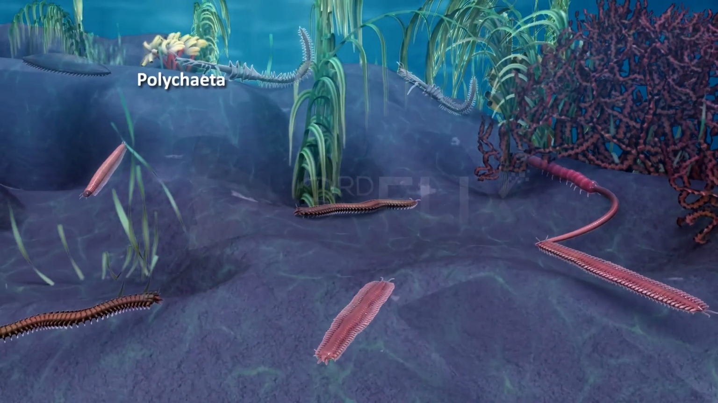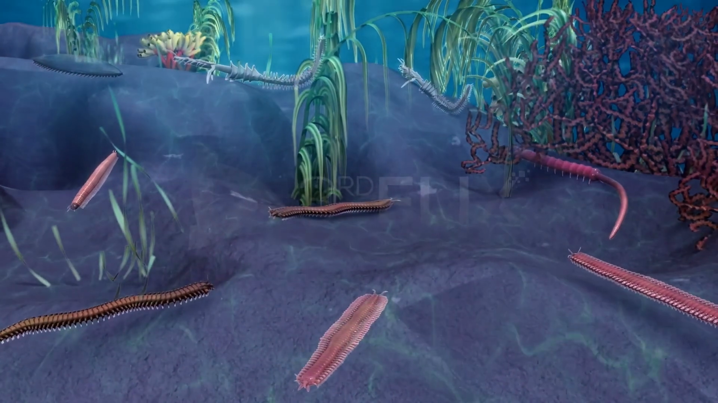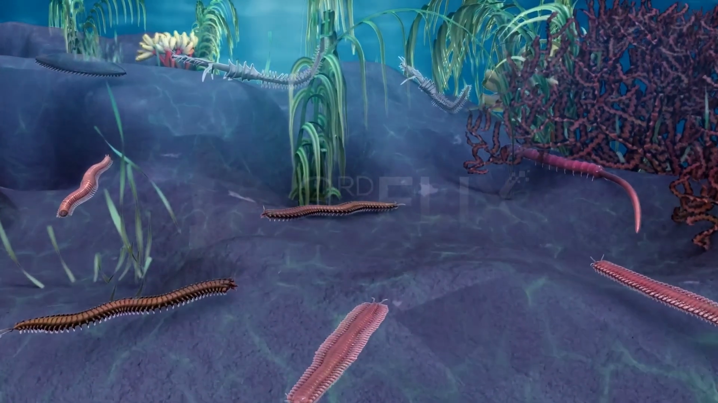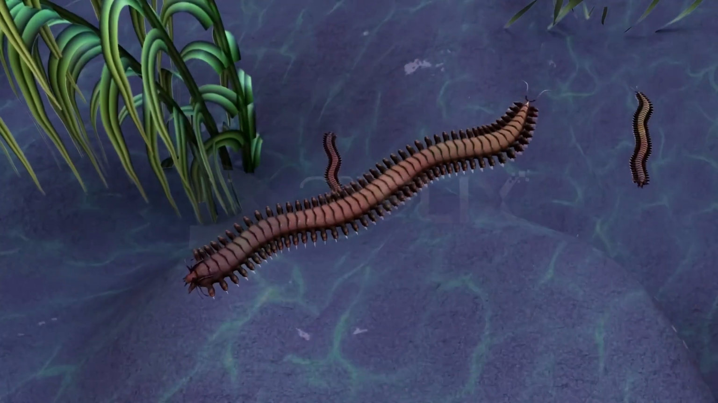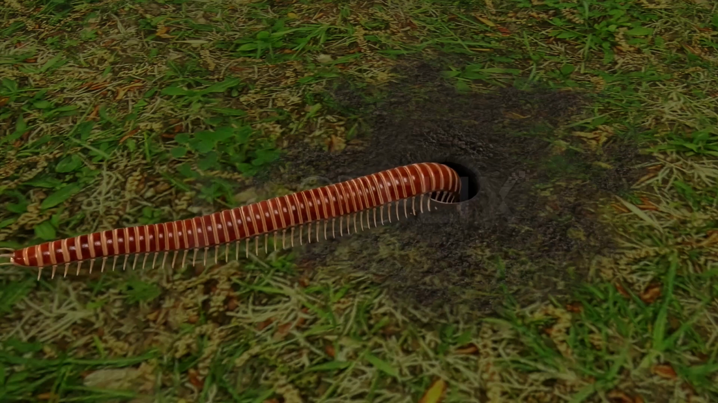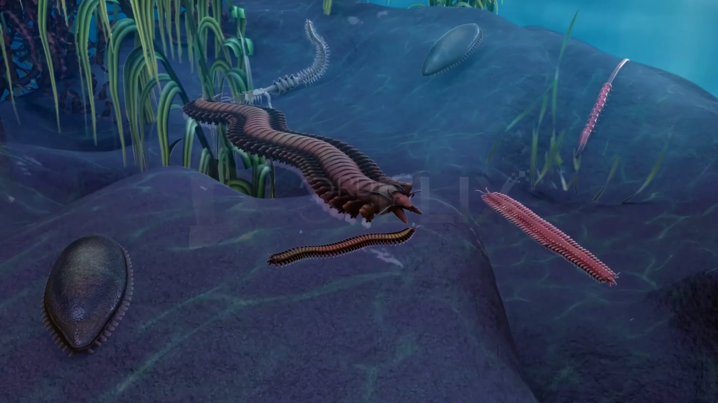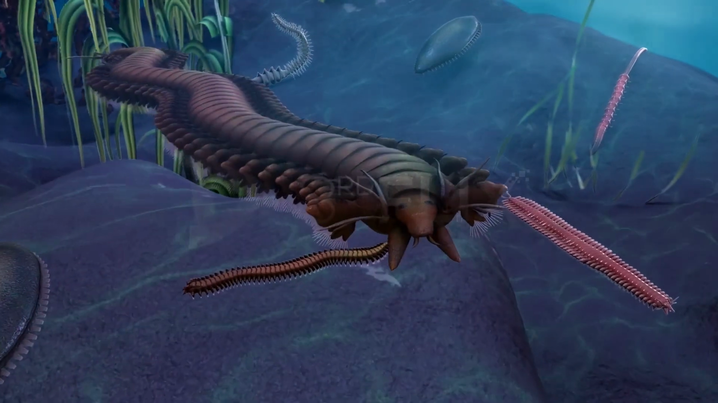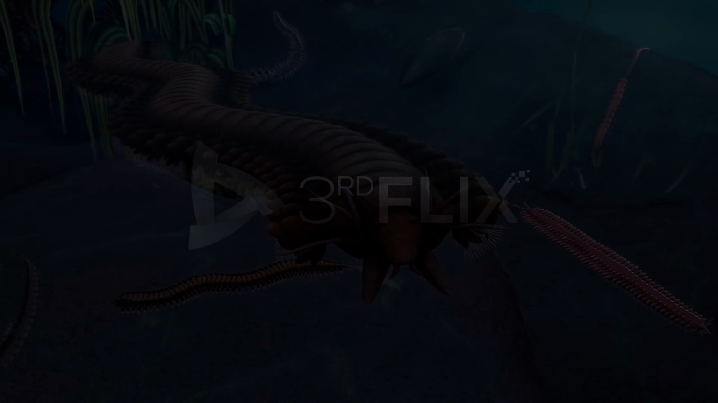Class 1 Polychaeta. This class includes marine annelids. These are commonly called bristle worms, as they possess bundles of bristle-like setae. Some are free-moving, some are burrowing, and some are tubicolous, or tube-dwelling forms. Head is distinct in polychaetes with sense organs such as eyes, tentacles, and palps.